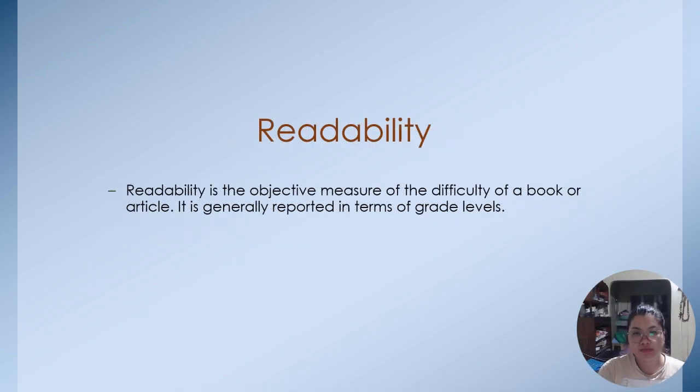Readability is the objective measure of the difficulty of a book or an article. It is generally reported in terms of grade level. So the readability part: for the elementary, we have the level of readability as starting, then as the level of the student gets higher, the readability factor is getting higher also.